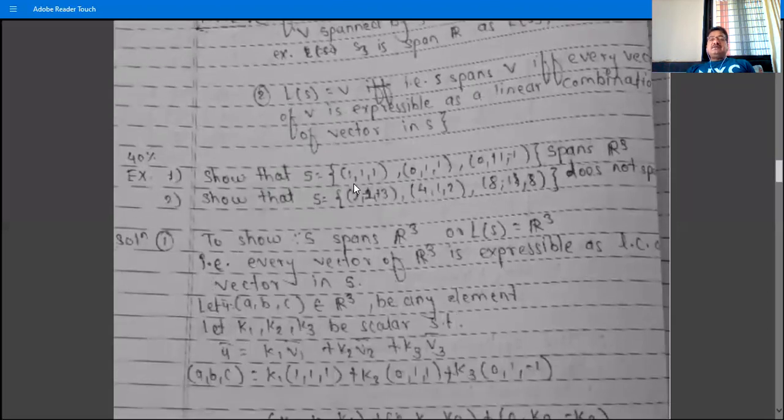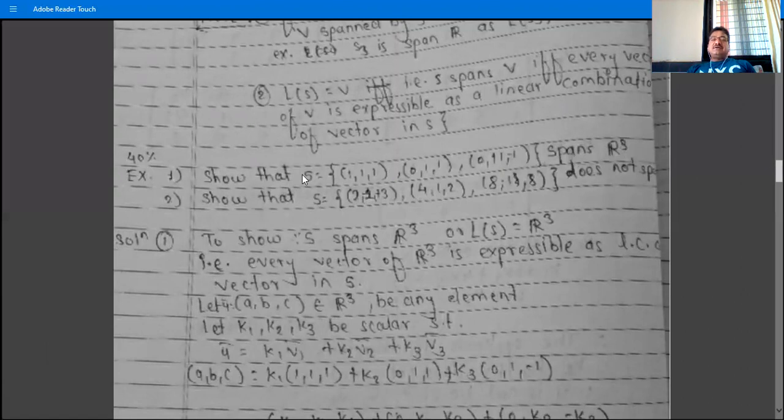Show that this set S, which contains three elements (1, 1, 1), (0, 1, 1) and (0, 1, -1), spans R3. R3 is a vector space. And in the second case, we have to show this set does not span R3.